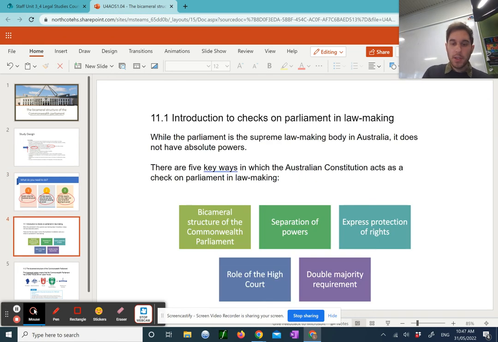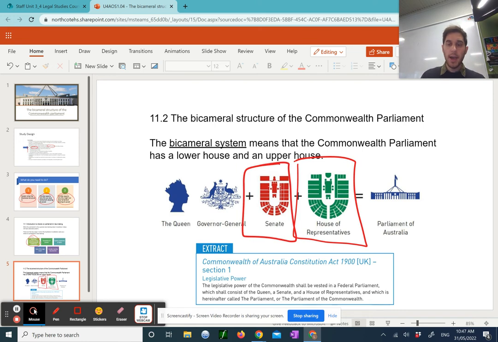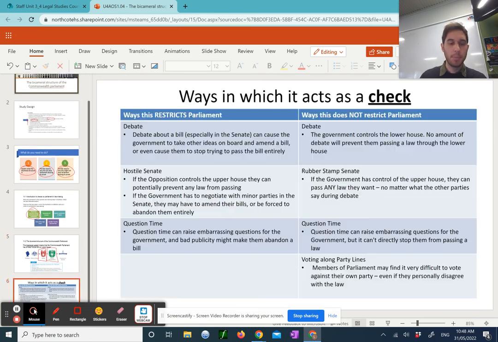So, as I said, you're going to look at a number of ways in which the Constitution tries to act as a protection. Today, we're going to focus on the bicameral structure. And what is that? Well, you should be familiar with it already. It's the idea that we have two houses of Parliament. We've got our lower house, which is the House of Representatives, and we've got our upper house, which is the Senate. Each of them serves slightly different roles, and by having these two slightly different houses, that's one of the ways that we try and protect ourselves from a government that's trying to overreach, that's trying to abuse its power.